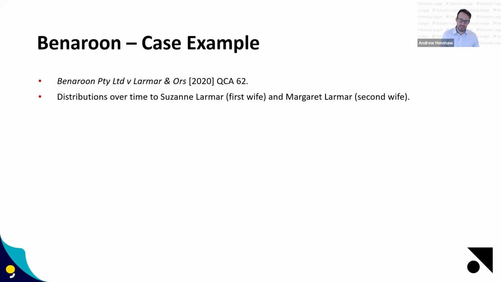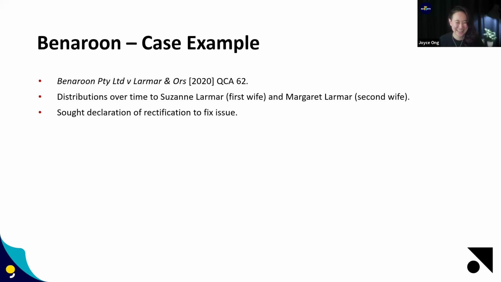Distributions were made to Mr. and Mrs. Lamar, and sometime later, Mr. and Mrs. Lamar got divorced. Mr. Lamar repartnered with Margaret, and then distributions again were made to Mr. Lamar and their new spouse. The only problem was that none of those people were actually beneficiaries of the trust.